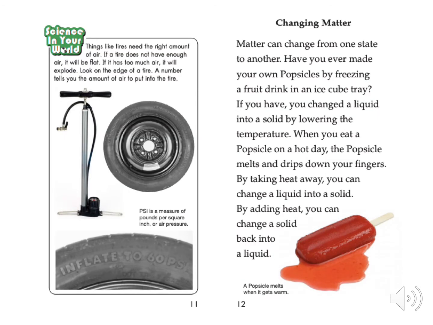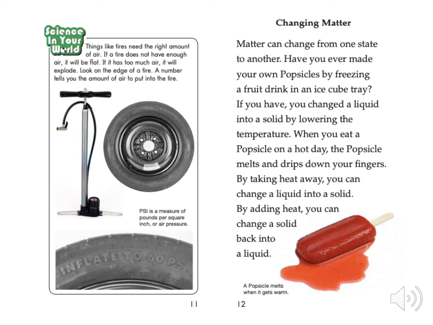Science in your world. Things like tires need the right amount of air. If a tire does not have enough air, it will be flat. If it has too much air, it will explode. Look on the edge of a tire. A number tells you the amount of air to put into that tire. PSI is a measure of pounds per square inch, or air pressure.